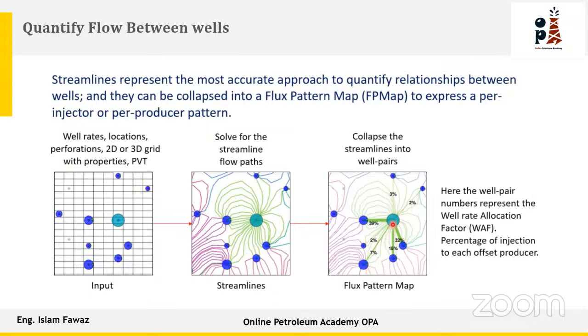So this injector contributes to this producer by 30%, which means we have little communication with this injector. But this one has the highest communication, which means those two producers are highly communicated with the injector. This one is less communicated with the injector. So how to define this? From running a streamline, and by the end you have to run the flux pattern map, to see the well allocation factor due to the injector in your fields.